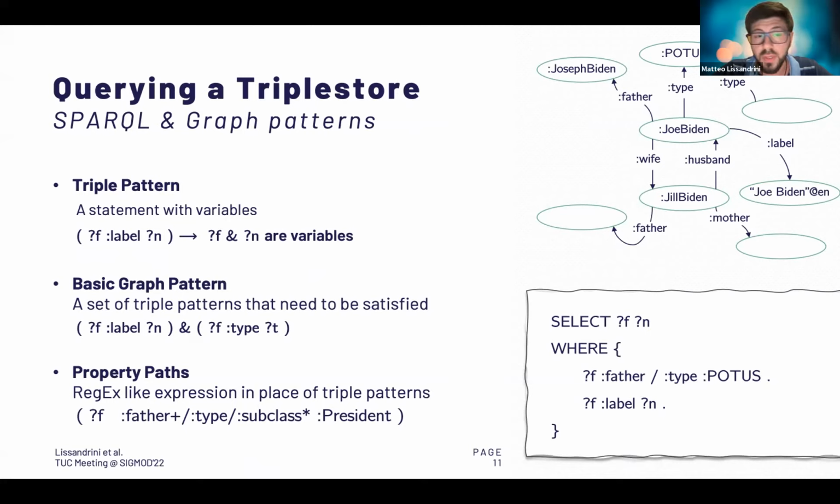When we combine multiple triple patterns together, we get a basic graph pattern. And importantly, since we are in a graph and we want to query connectivity, we can also use some special kind of triple patterns that have property paths inside. So instead of having a specific edge type, we can specify something similar to a regular expression, which then is not a fixed number of hops, but can be unbounded and traverse different edge types in different order.